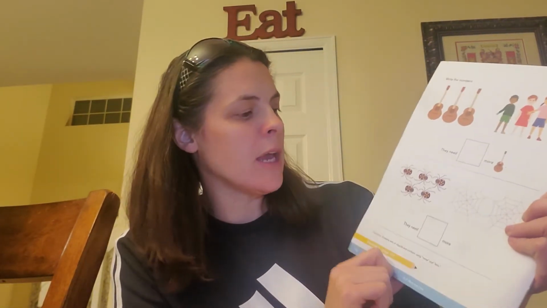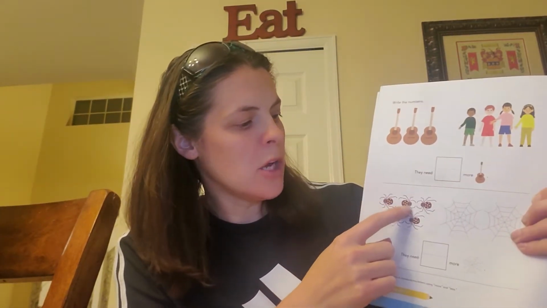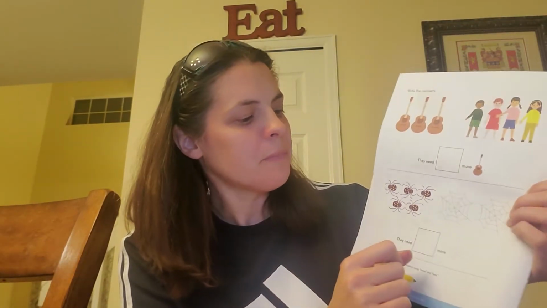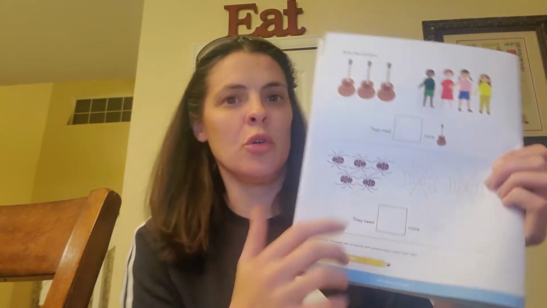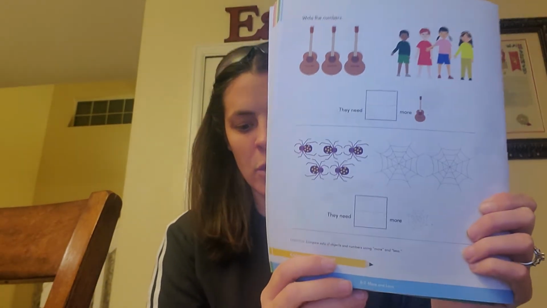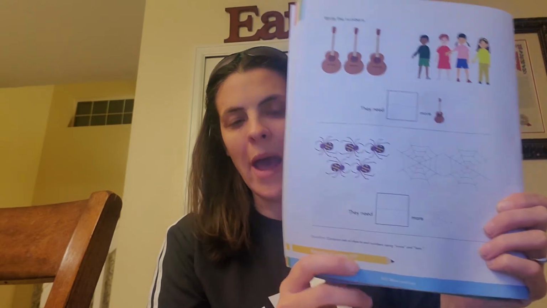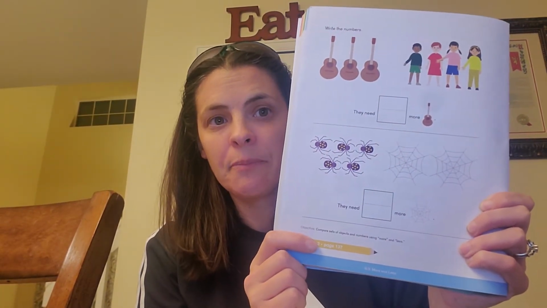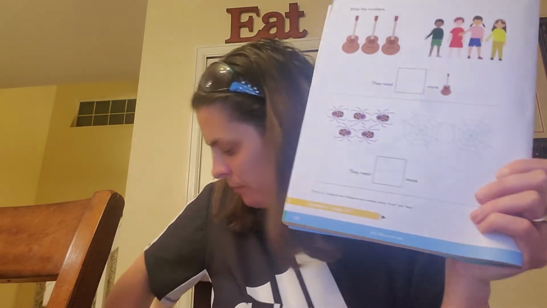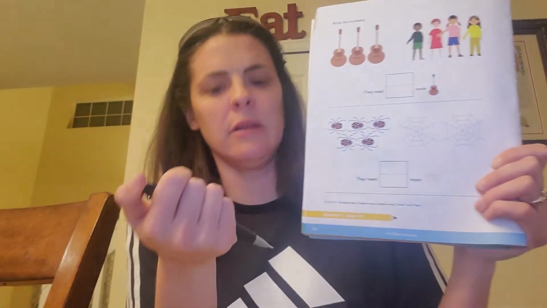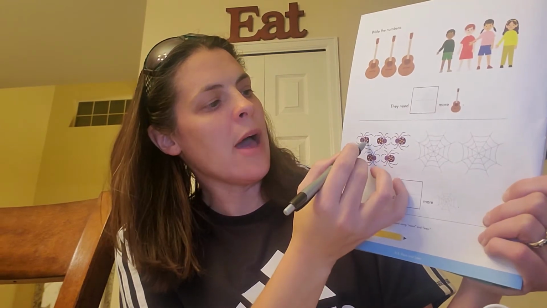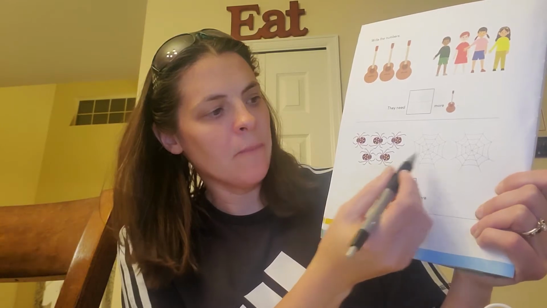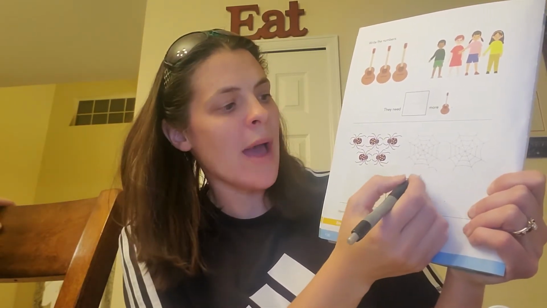All right, let's look down here, okay? 1, 2, 3, 4, 5 spiders. 1, 2 webs, guys. How many more webs do we need for each spider to have a place? Okay, well, let's see. All right. So, we have 1, 2, 3, 4, 5, and only 2 of these. So we could draw some more webs, right?